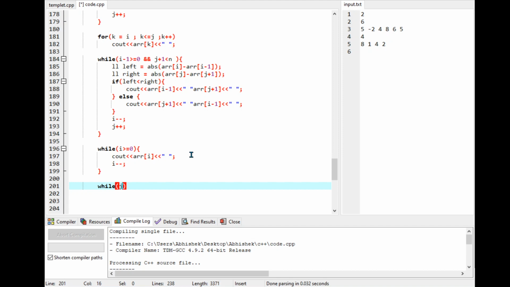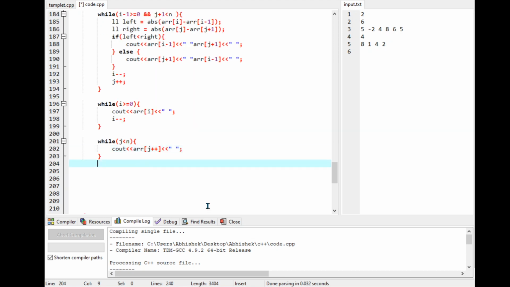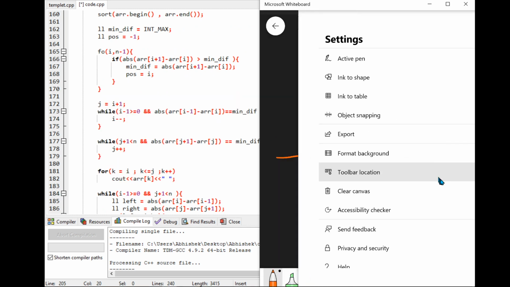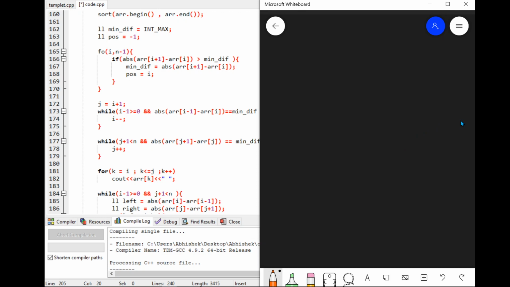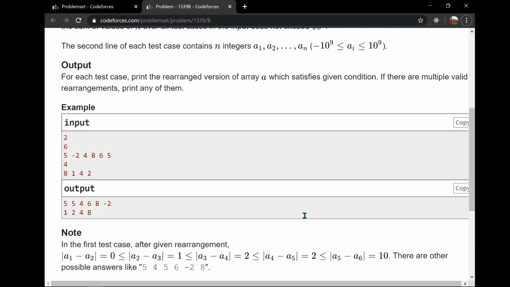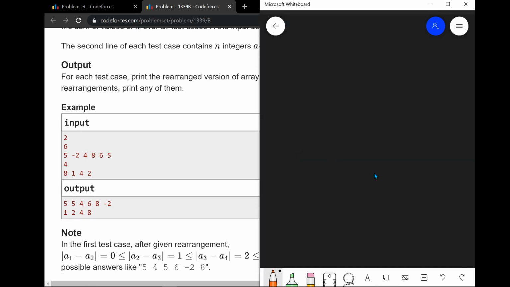And while j is less than n, cout array at j, let's also increment it here only. And then for each test case, let's print in next line. So let me just first dry run this question to get the clarity that it's working as expected. So the input is this only: 5, minus 2 4 8 6 5. Minus 2 4, then it's 5 5 6 8.